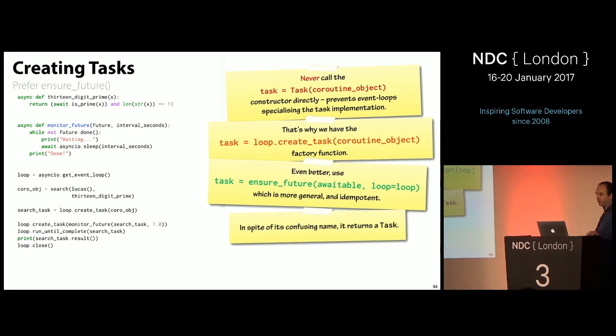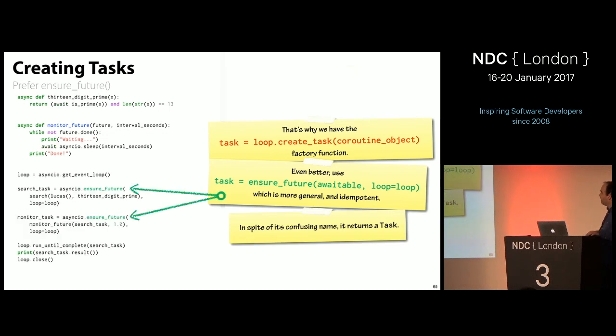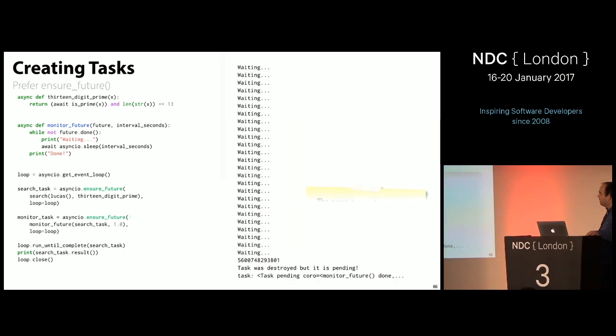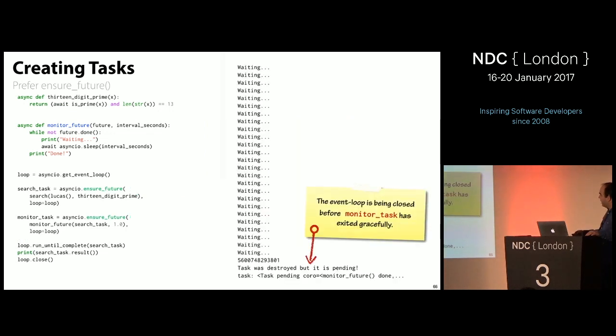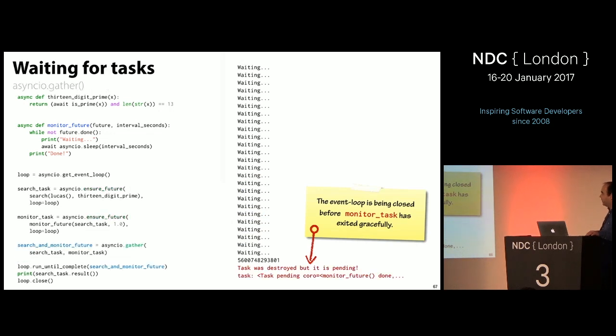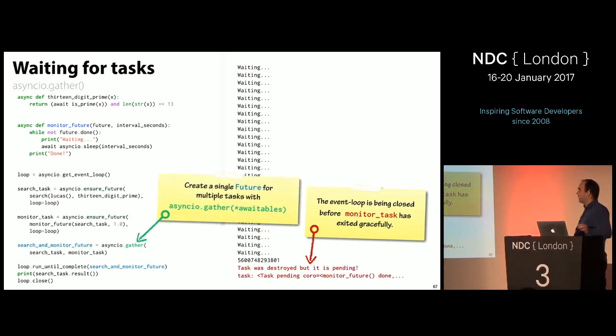Yeah, in spite of its confusing name, it does return a task. So there we are. We create the tasks. We still haven't dealt with the fact we're not cleaning up one of our tasks gracefully. To do that, we can wait on more than one task. We use an asyncio function called gather, which takes any number of awaitables, and this returns a future.